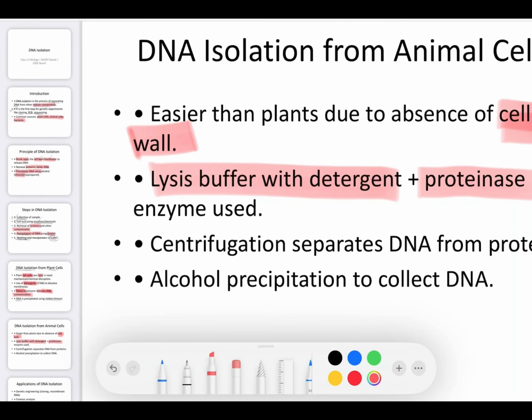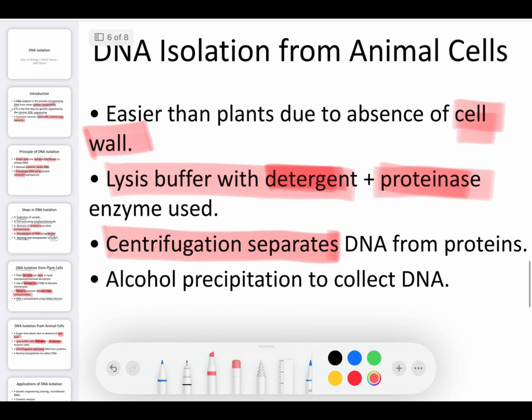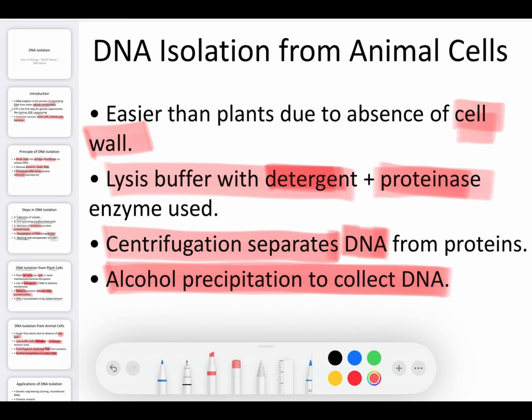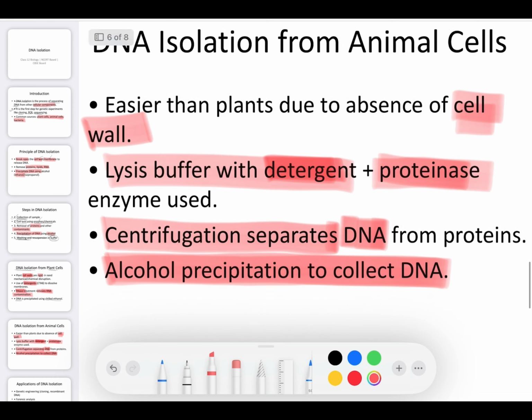So for the animal cell we will just use the detergent and then the protease, right, in order to remove the proteins, and the detergent is just to remove the cell membrane. Okay, then the cell will be open, and then we will use the centrifugation process to separate out the DNA from the proteins, and then alcohol precipitation will be done in order to get the DNA sample from our animal cell. So this is how we can easily separate out the DNA from an animal cell.